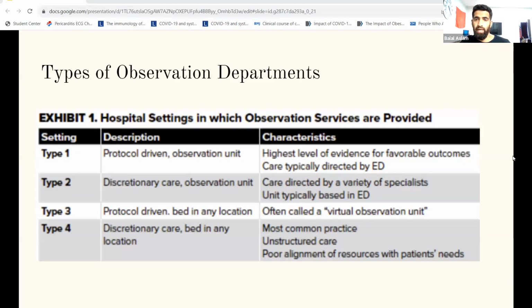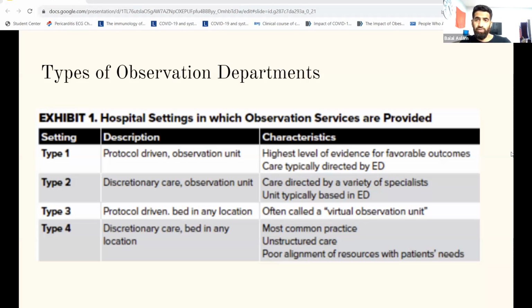There are four distinct types of observation units. The first type of obs unit is kind of like the one that we have at Kings County. These units are protocol driven and they are in a dedicated observation unit. By protocol driven, we mean that there are certain rules and guidelines dictating how you should care for patients on observation and dictating which patients should be placed in an observation status. These units are usually located within an ER or adjacent to it, and they are generally closed units, meaning only a certain group of providers can place patients in the unit. They also usually have dedicated nursing staff and either ER doctors or NPs and PAs caring for the patients there.